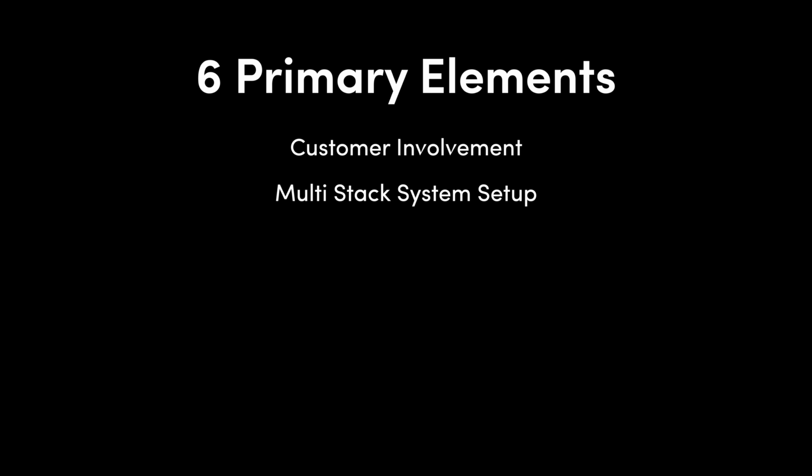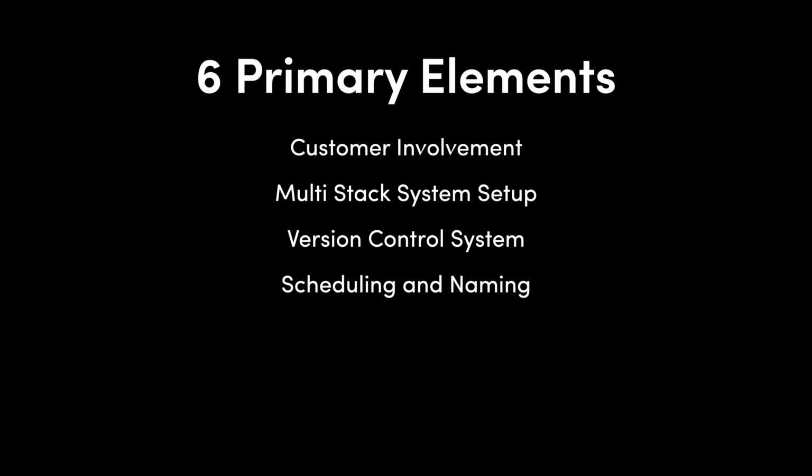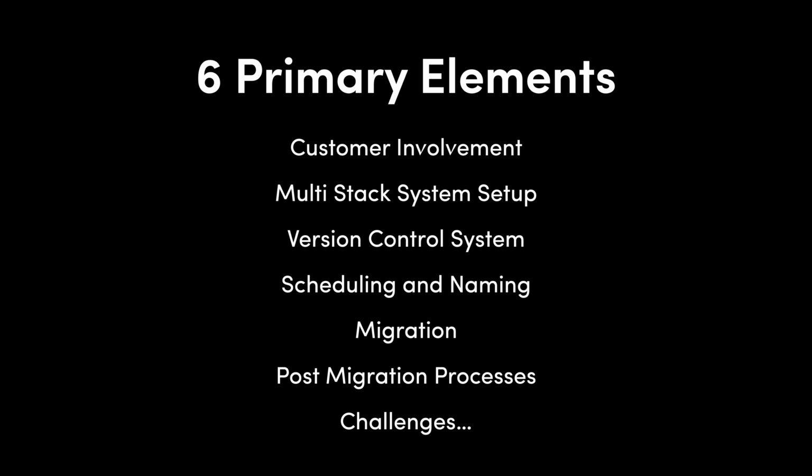For our process here at Harmonic, there are 6 primary elements of the FileMaker multi-stack development build process: customer involvement, the multi-stack system, version control system, scheduling and naming, the migration itself, and then post-migration processes. And then after that, I'm going to discuss a few of the challenges that we have found and how we've dealt with some of those.